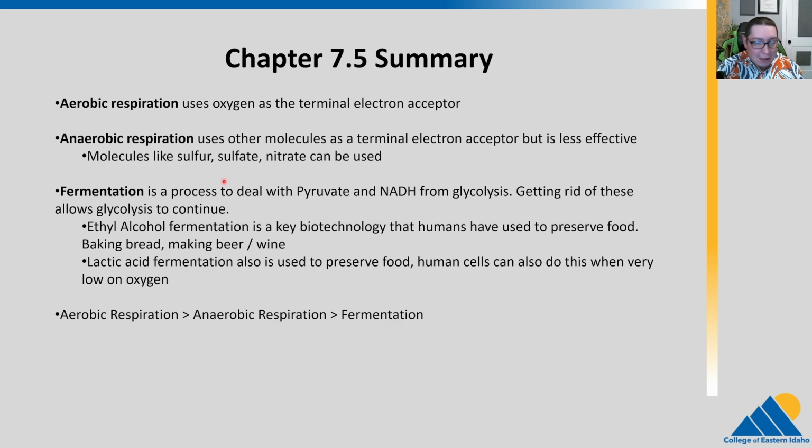It instead relies on glycolysis to produce those 2 ATP, and then fermentation is dealing with the pyruvate and NADH that are produced from glycolysis. It gets rid of those products at the end to allow glycolysis to continue. We talked about 2 specific types of fermentation. Ethyl alcohol fermentation, that's a key biotechnology that humans have used to preserve food.